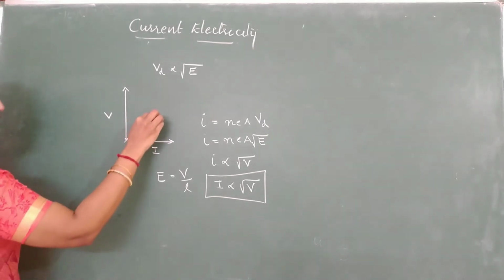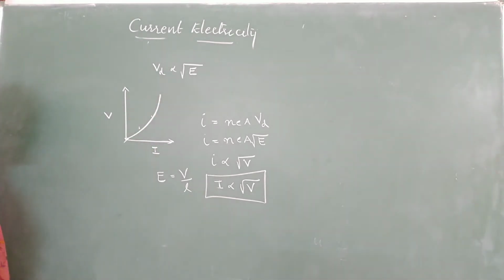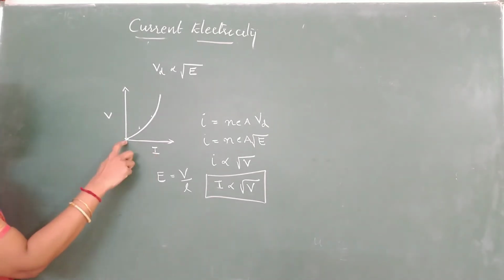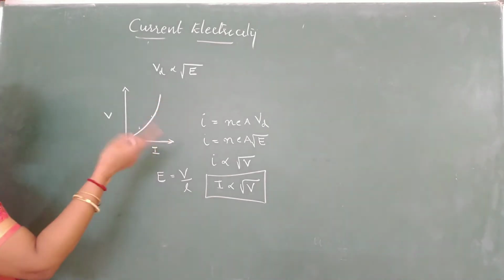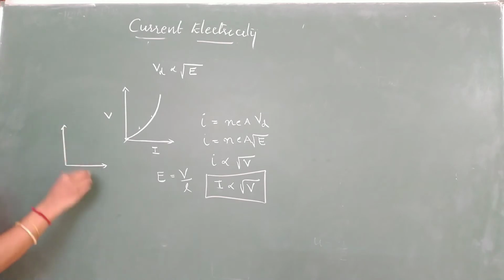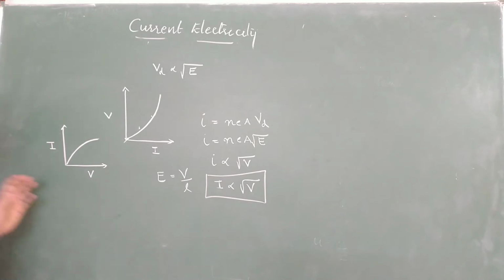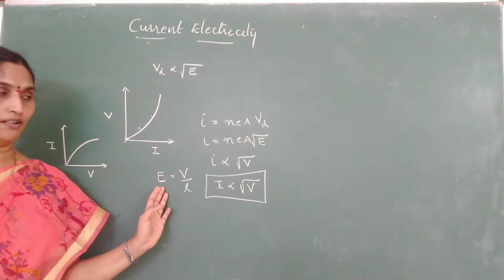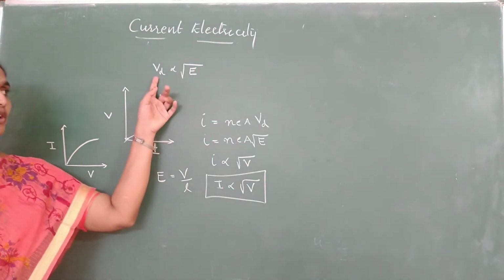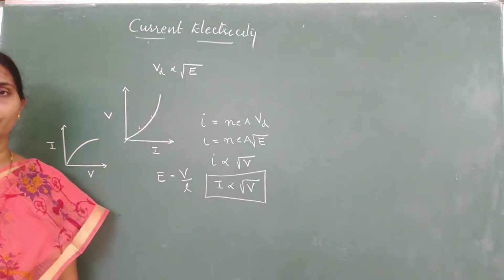What should be the nature of the graph? It is a curve, or a parabolic relation. So if current is on the x-axis and potential difference on the y-axis, this will be the nature of the graph. But be careful, if the reverse is given, potential difference here and current here, then this will be the nature of the graph. So this is how you can predict the V versus I graph if drift velocity is not proportional to electric field.